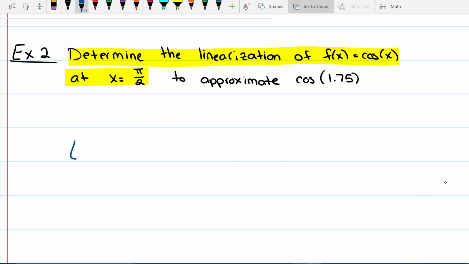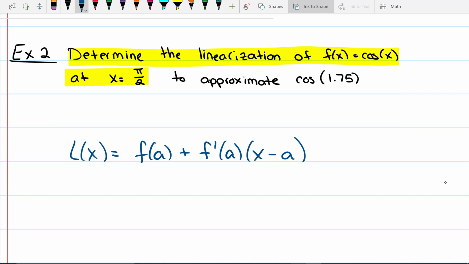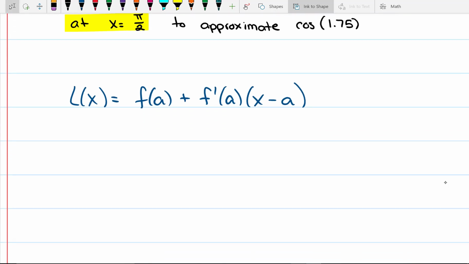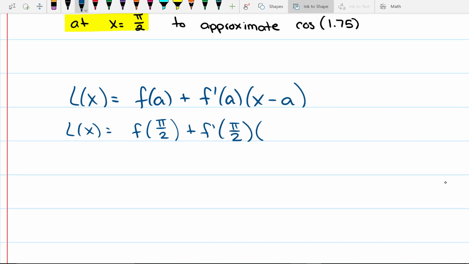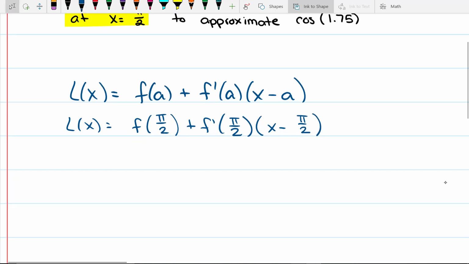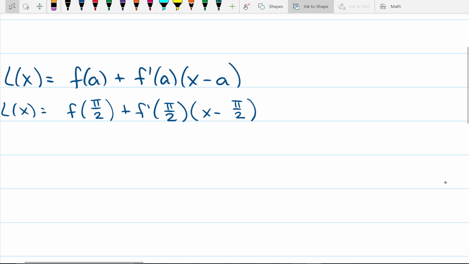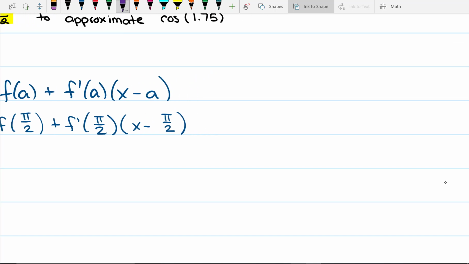Alright, so L(x) is equal to f(a) plus f'(a) times (x minus a). From here, we want to do it at pi over 2. So L(x) is f(pi over 2) plus f'(pi over 2) times (x minus pi over 2). Let's start getting these values. I'm going to do all my work on the side.